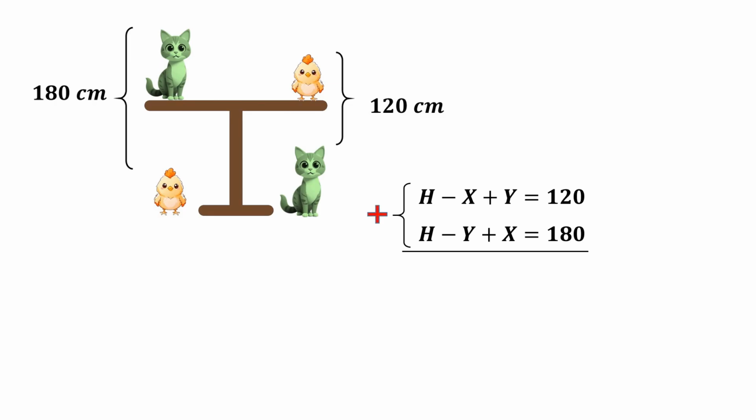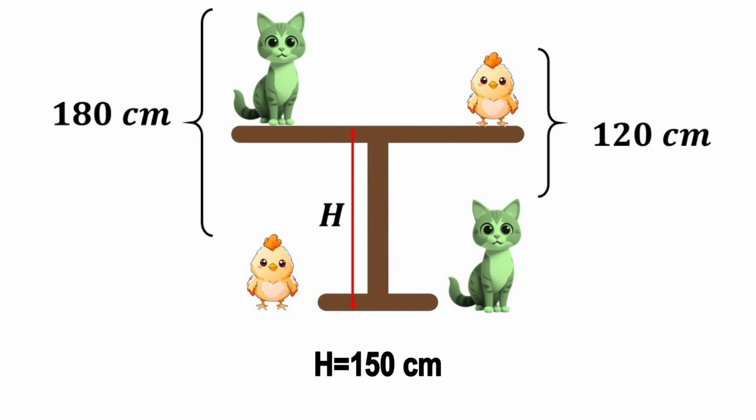If we add them together, the x and y terms cancel out, leaving us with 2h equals 300, and from that we get h equals 150. So, the height of the table is 150 centimeters.